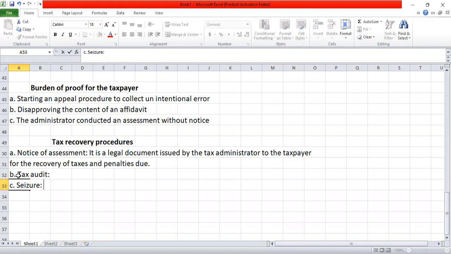A seizure, that is when they attach a property of the taxpayer in order to recover tax. That's what we call a seizure.